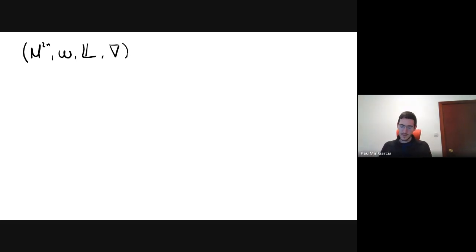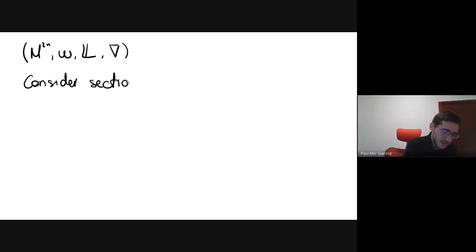So the next step would be to consider sections on this line bundle. So now we have L defined over M, and we want to consider the set of sections, so complex sections of this line bundle. And when people do this, they find that there are too many sections. So another step in the quantization is to impose some kind of restrictions. We will not consider all the sections on L. The space of sections on L is too big.